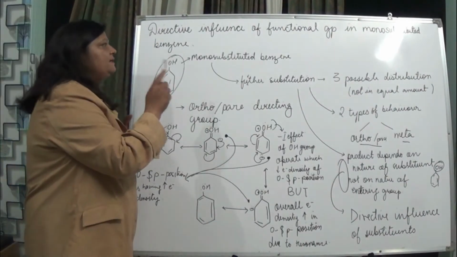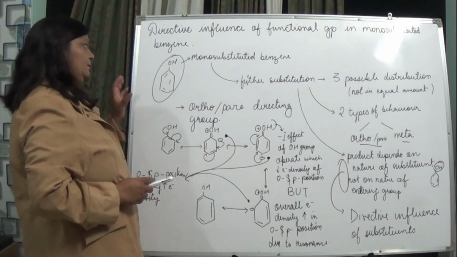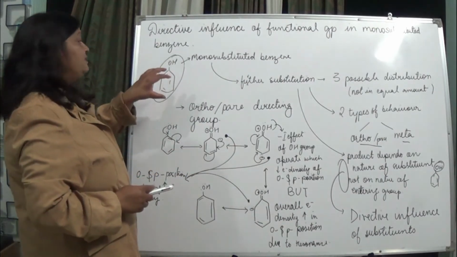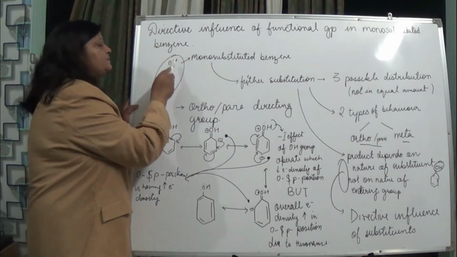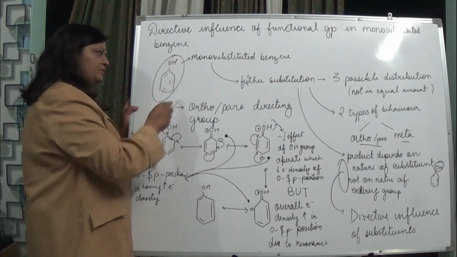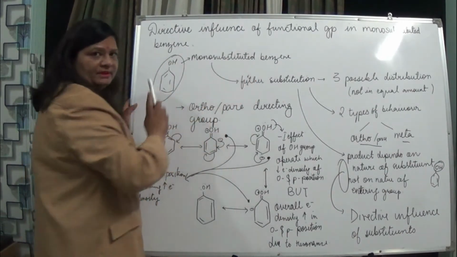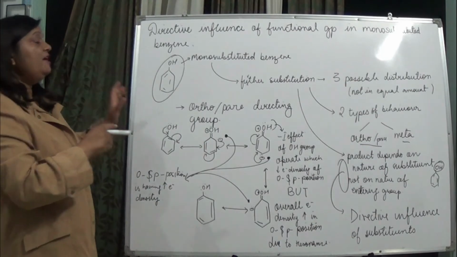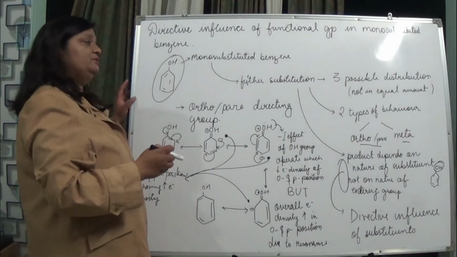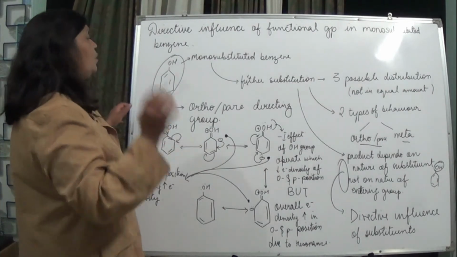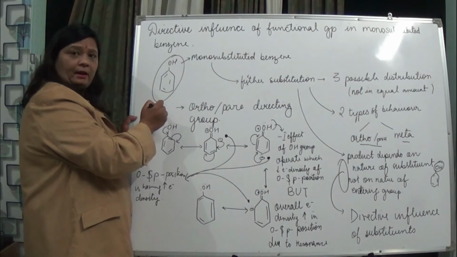Now let us study the directive influence of the functional group in mono-substituted benzene. In mono-substituted benzene, one hydrogen in the benzene ring has been substituted by an OH group. This is now phenol. It is mono-substituted benzene. Now if further substitutions are there, there are three possible positions, and they are not equal. What are those three? Ortho, meta and para.